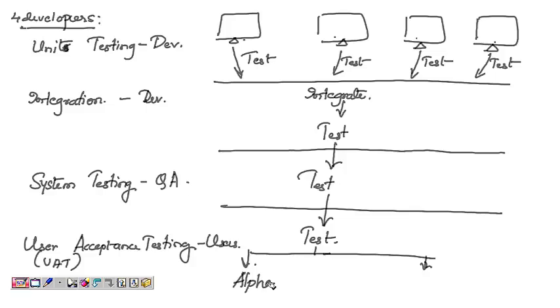Alpha testing, beta testing. Alpha testing means the users go to the developer's site and they do the testing. It is called the alpha testing. Beta testing means the users test in their own environment or the real-time environment, or we also call it a production environment. So this is alpha testing in the developer site. In the production environment, the users do the testing. It is called the beta testing.